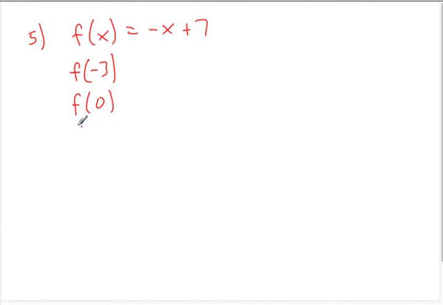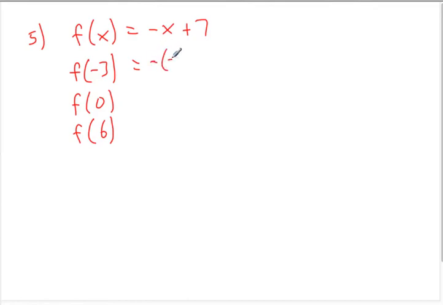Okay, moving along. Now we're essentially doing the same thing with different style notation. So here we have function notation. Means really the same thing. So we're going to do f of negative 3, f of 0, f of 6. So here we need to plug in negative 3.